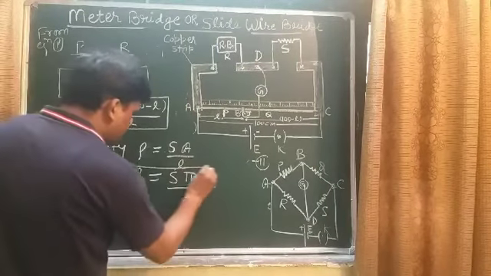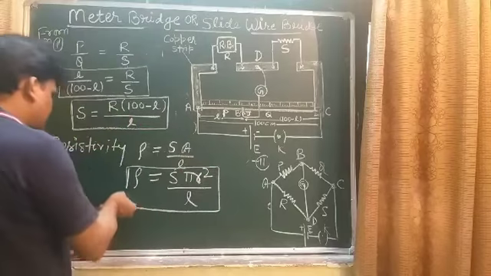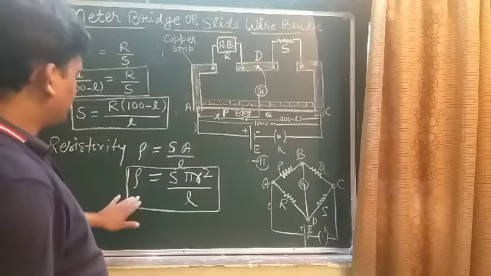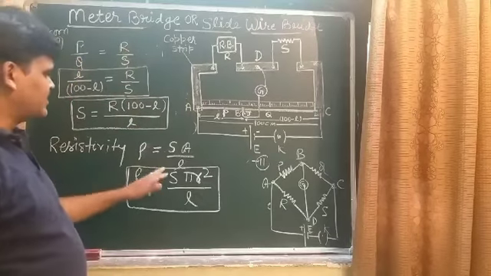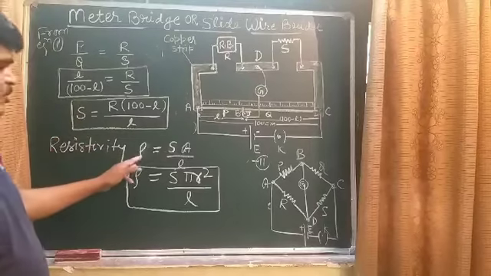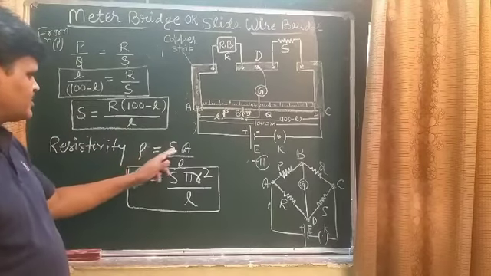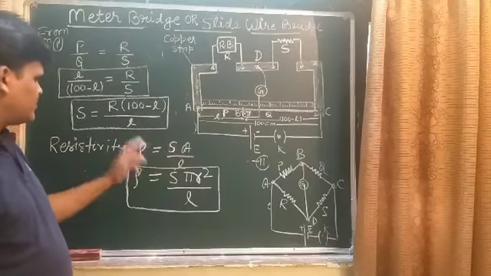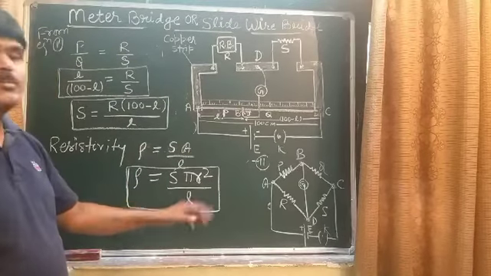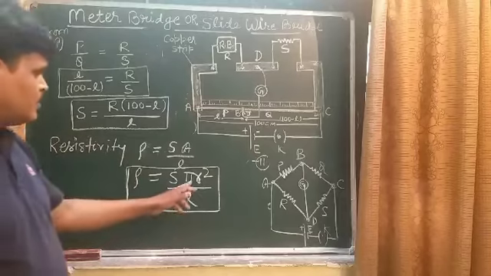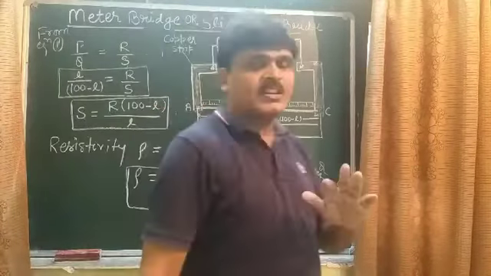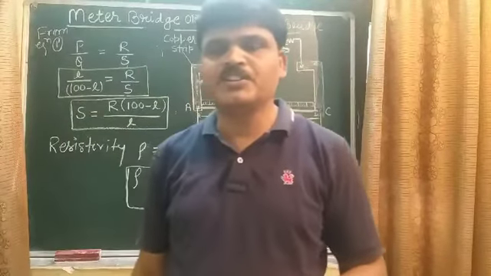Students, resistivity can be determined using the meter bridge by this formula. S is the unknown resistance, and the formula is resistivity rho equal to SA by L. We have already calculated A as pi R square, and the radius R can be determined by using a screw gauge. And this is the complete explanation of the meter bridge.